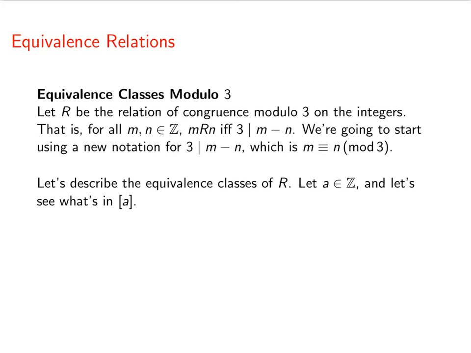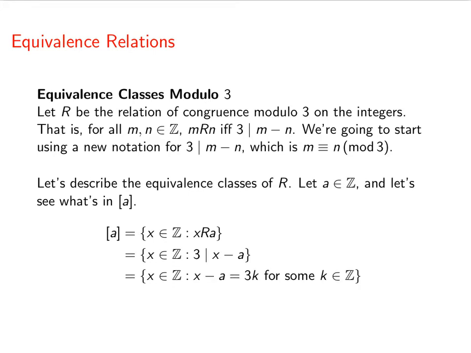Let's let a be an integer, and let's see what's inside the class of a. Okay, so the class of a is the set of all integers x such that x is related to a. Well, what does that mean? That's the set of all integers such that 3 divides x minus a. Let's continue to rewrite this. So now we'll rewrite it using the definition of what it means for 3 to divide x minus a. It means x minus a is equal to 3k for some k in the integers. And then if we move things around, we'll say that this is the set of all integers x such that x is equal to 3k plus a for some k.